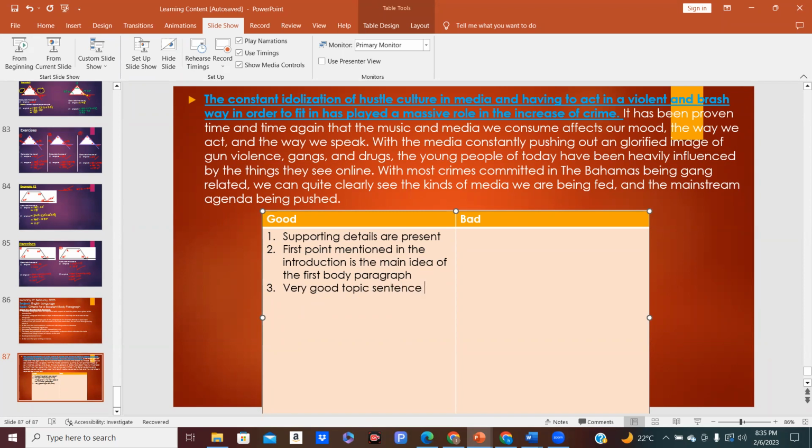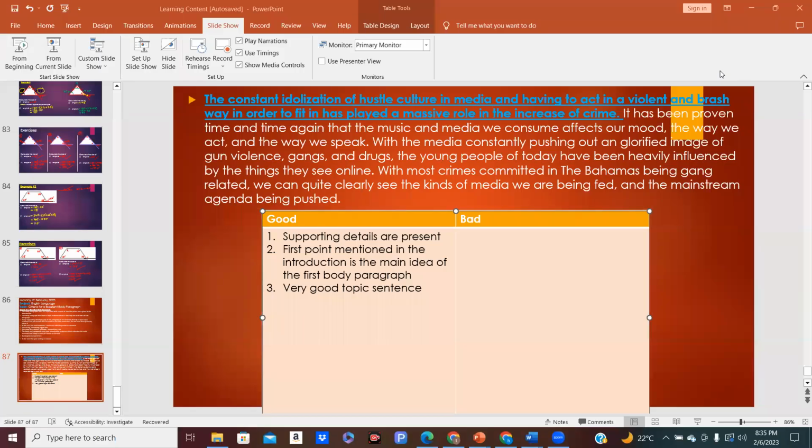It's really talking about how, and it's not a regurgitation of a first body paragraph, of a first point. What she did was she used different synonyms. So instead of using glorification of guns, she talked about idolization of hustle culture, which is basically the same thing. So very good thought. I like it.